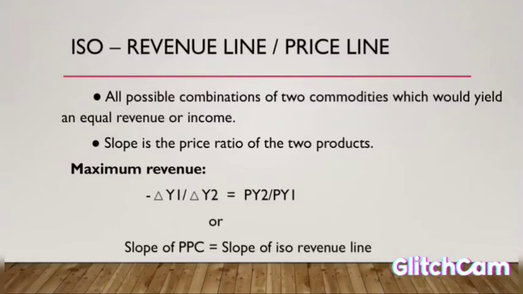ISO revenue line and price line. This line represents all possible combinations of two commodities which would yield an equal revenue or income. In this, the slope is the price ratio of the two products. Maximum revenue is reached when the slope of the PPC is equal to the slope of the ISO revenue line.